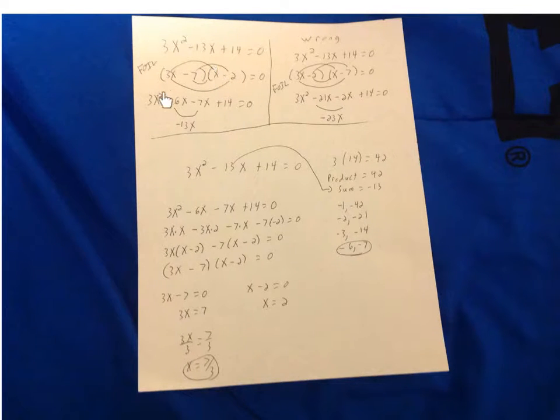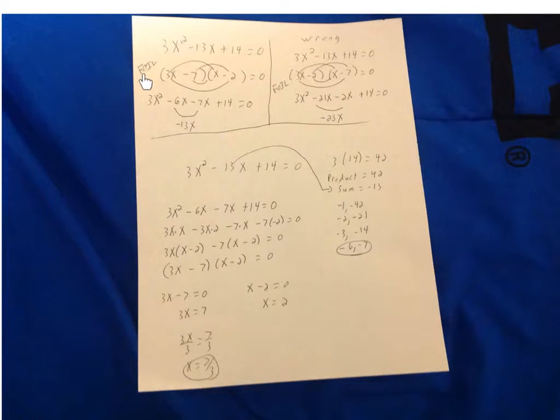it's one way to multiply two binomials. So you multiply the first terms, and that gives you 3x squared. Multiply the outer terms, which is the O, that's minus 6x. Multiply the inner terms, that's minus 7x. Then multiply the last terms, that's minus 7 times minus 2, that's plus 14.